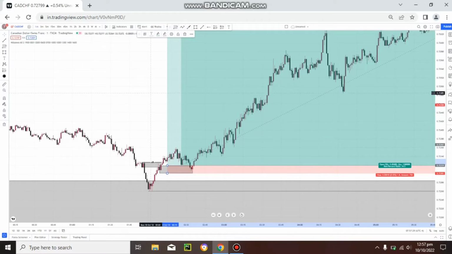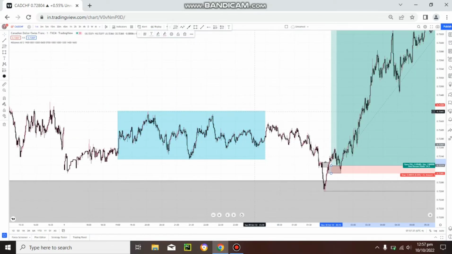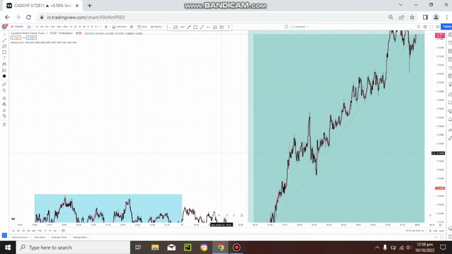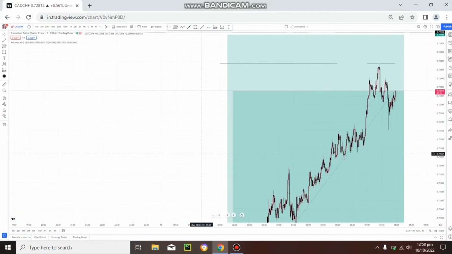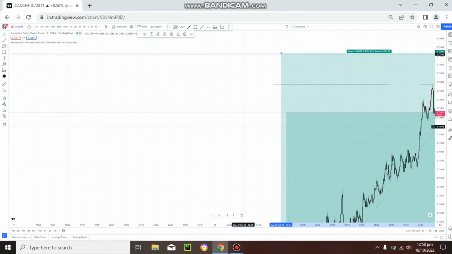But as you can see, it was a beautiful trade. We have this nice mitigation, and price rallied up to the upside. I took partials, closing a few lots at the Asian range above, and allowed the rest to run. I have my profit target just here, and all I have to do now is wait for price to hit my TP.